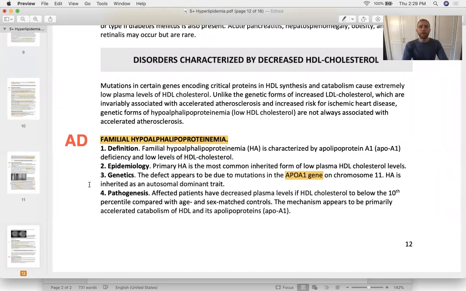Moving into decreased HDL disorders. So what we've been talking about up to this point is your forward cholesterol transport involving LDL, VLDL, and chylomicrons, and their ability to deliver lipids and cholesterol from your gut and from your liver to the rest of your body. Now, if there's a problem in delivering lipids from your gut and liver to the rest of your body, then you can see high blood triglycerides.